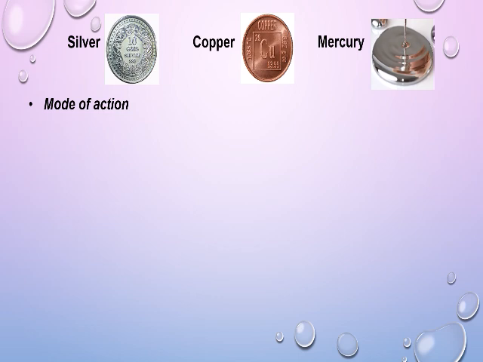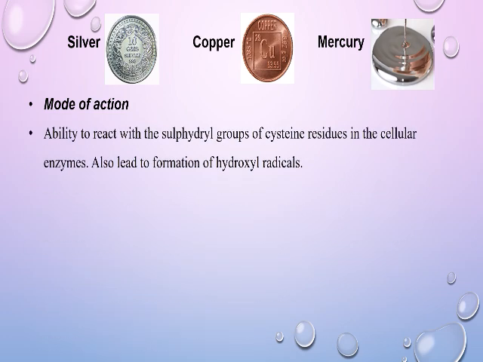The mode of action. The antimicrobial action of heavy metals is due to their ability to react with the sulfhydryl groups of cysteine residues in the cellular enzymes. Further reactions can also lead to formation of hydroxyl radicals. This changes the configuration of the enzyme proteins, which in turn lose their biological activity. At high concentrations, they may also precipitate cell proteins, resulting in cell death.